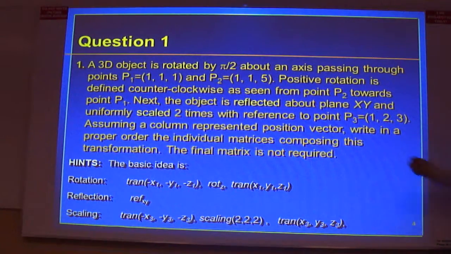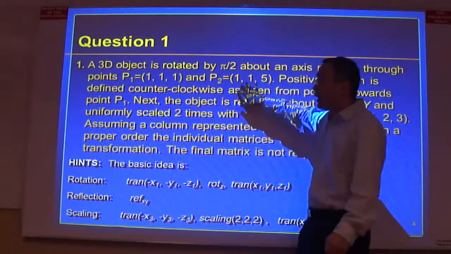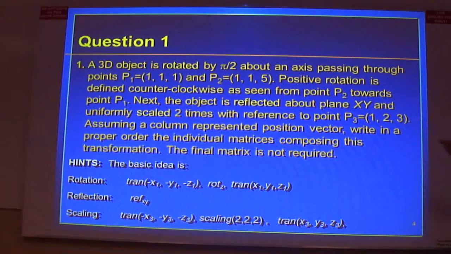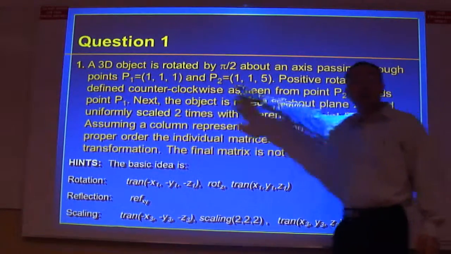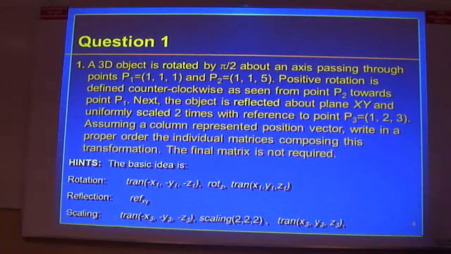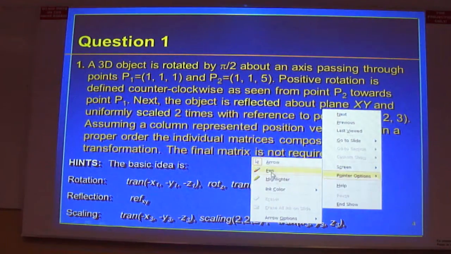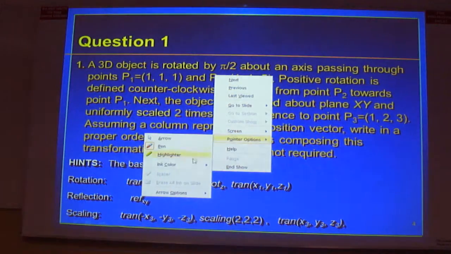Why? Because for P1 and P2, they share the same x and y coordinates. Both x, y coordinates are 1, 1. So what kind of line is this? They have the same x, y coordinates, and the only difference is in z. So this line is actually parallel to the z-axis. If you draw the figure, it's really the same direction as the z-axis.